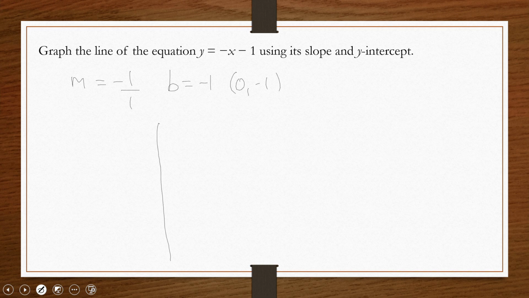And so now we go to our plot. There's -1, +1, there's 1 and 2. So we can plot our point of the y-intercept at 0, -1. And if I follow my slope here, the rise and run, I can again associate that negative symbol with either numerator or denominator.